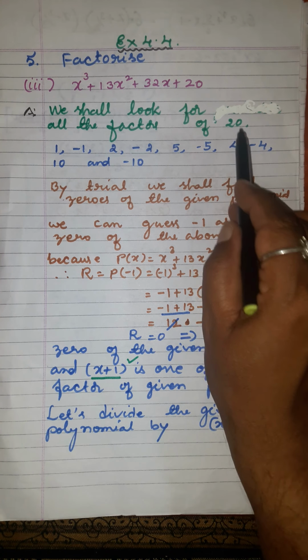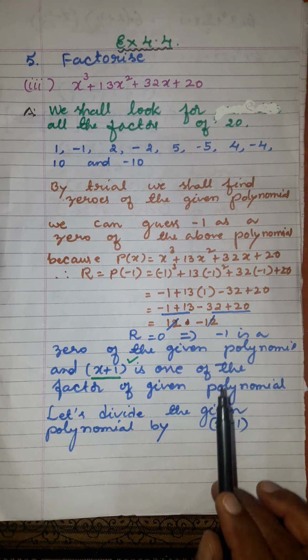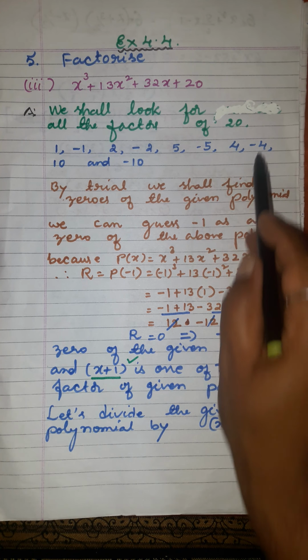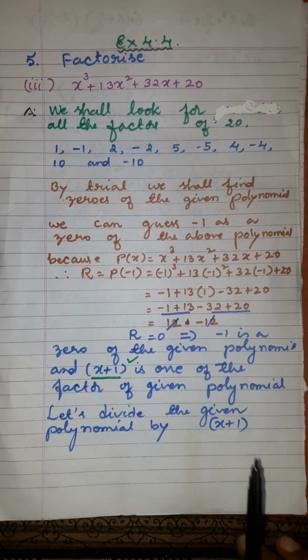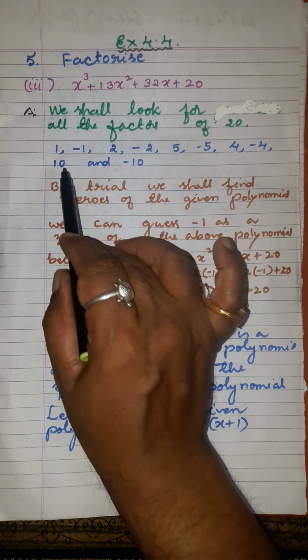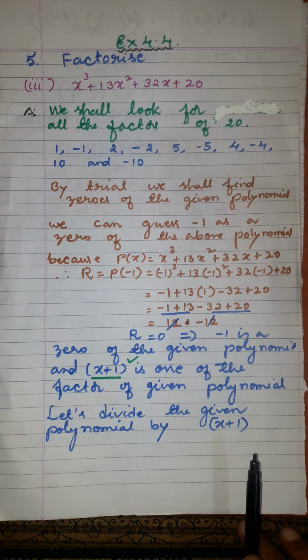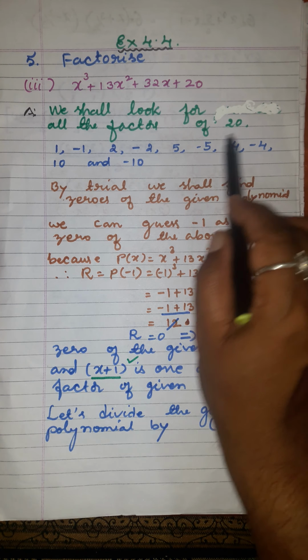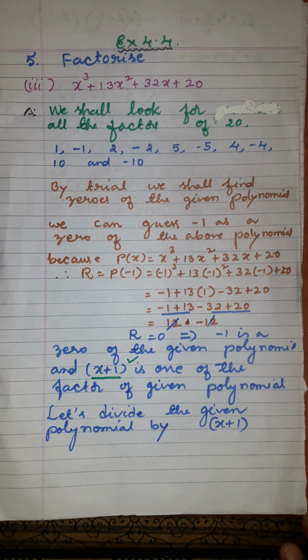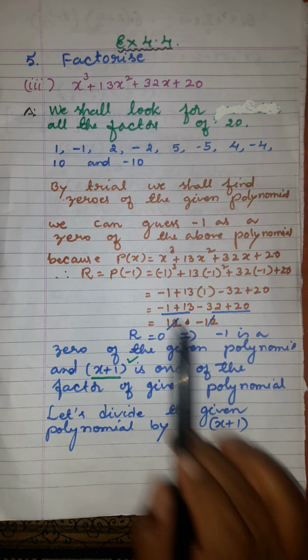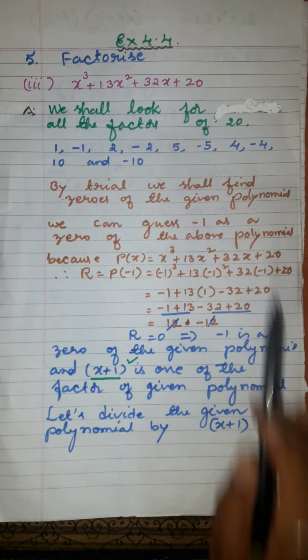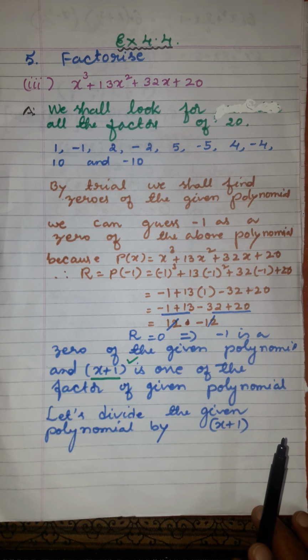We can divide 20 by 4. It is also a factor of 20. We can divide 20 by minus 4, so minus 4 is also a factor. We can divide 20 by 10, so it is also a factor. Again, we can divide 20 by minus 10. It is also a factor.